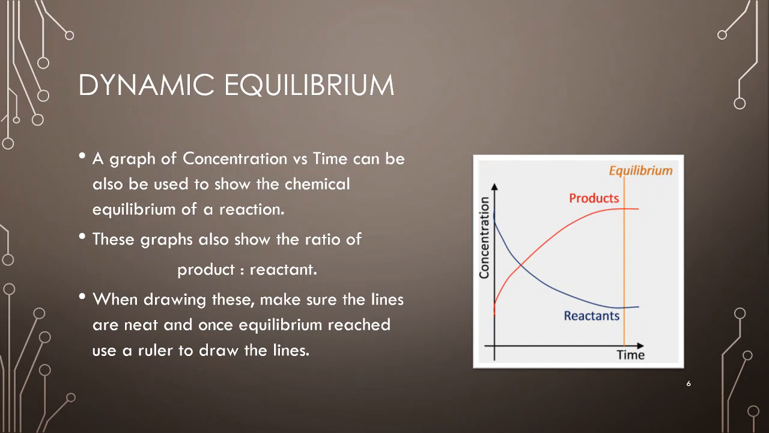Once the concentration becomes flat, okay, you show that the concentration hasn't changed from that point onwards, okay? And label the line as equilibrium. All right, so that's what you need to be able to do for concentration versus time.